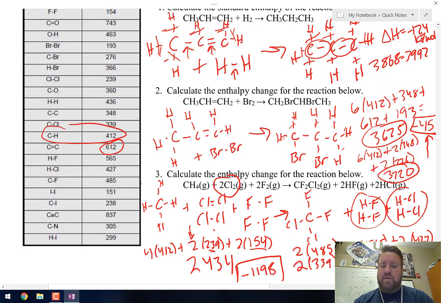So for the reactants, I got 2434. For the products, I got 3632. I subtracted those and got negative 1198. And again, that's the enthalpy change for that reaction.